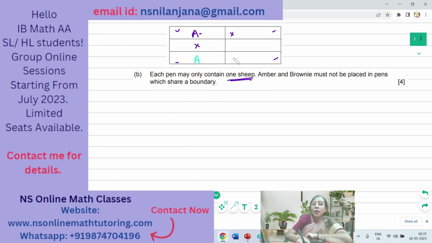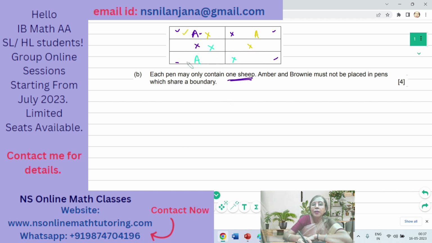Then also brownie cannot be kept in this one or this one. So again, brownie is having 3 options. If brownie is kept in this pen, sorry, amber is kept in this pen, you cannot take these 2, any of these 2 for brownie.